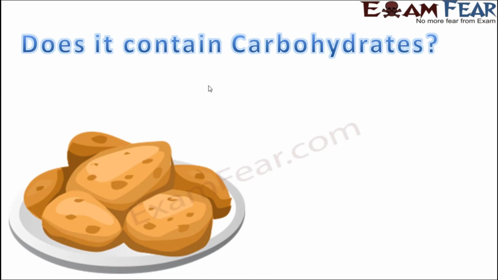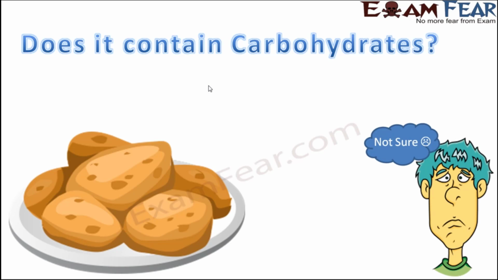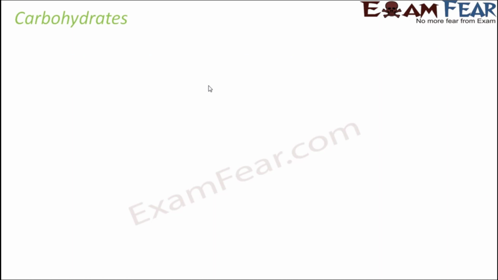Now you are given a food item. So let's say you are given potatoes in a plate and you are asked, does it contain carbohydrates? So what would you say? Whether it contains or not? You might say that you are not sure, because just looking at the potatoes, they don't really tell you whether it is rich in carbohydrates or proteins or fats or minerals or vitamins. So you are really not sure what it contains. So that is where we will talk about some specific tests to prove if a food item contains carbohydrates or not.